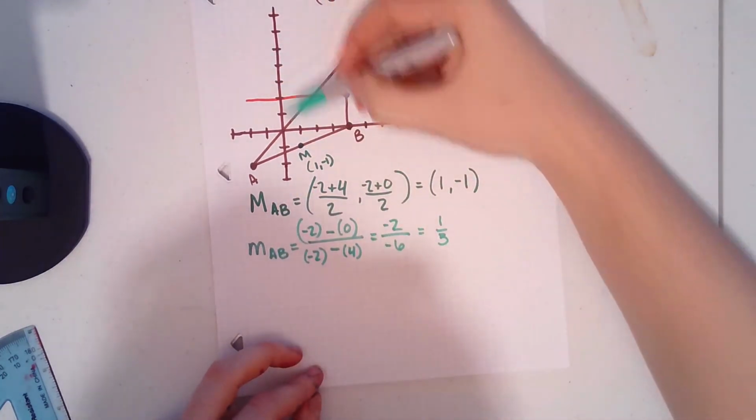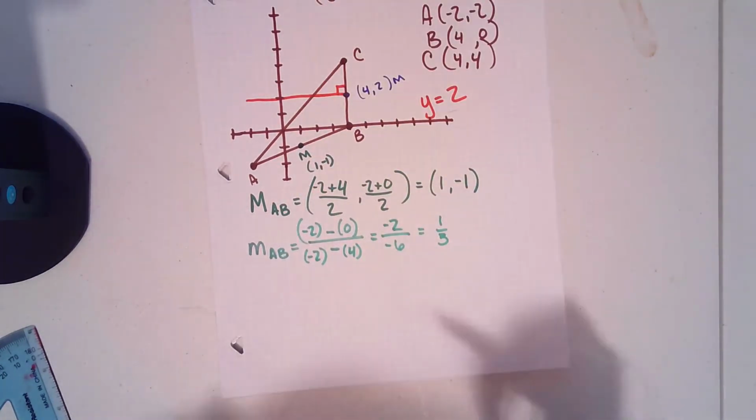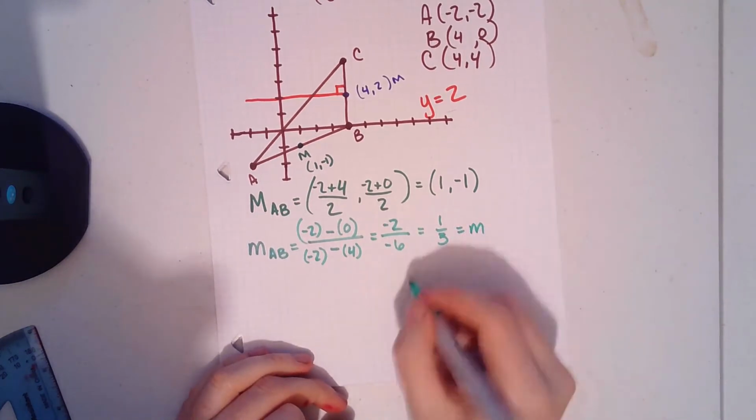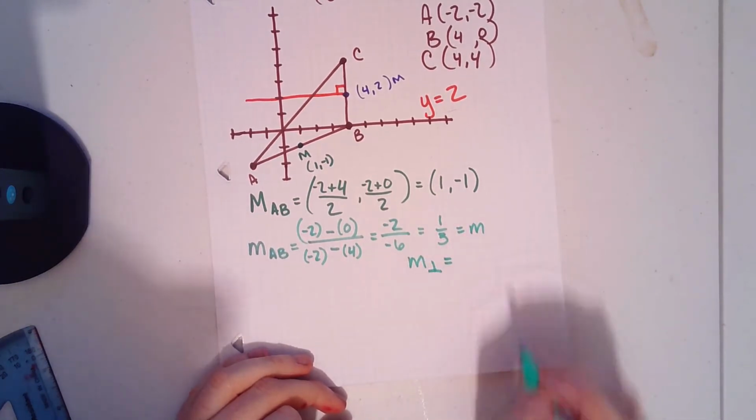We need to find the perpendicular slope. So what we do is we take this guy, which is our regular slope, and we flip it and negate it to find our perpendicular.